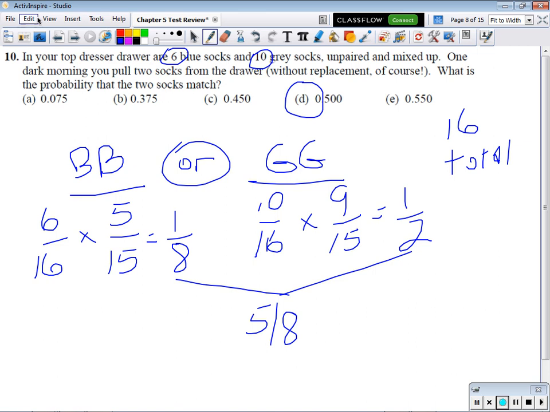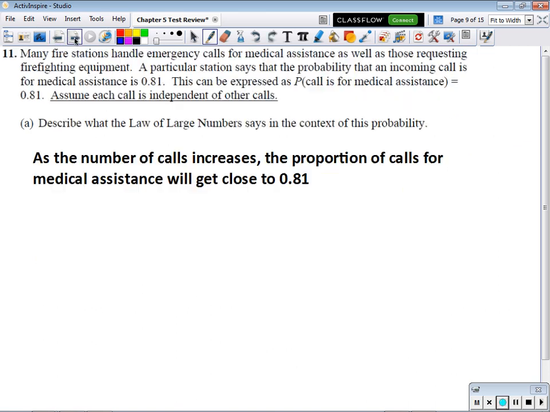So that was the answer for number 10. So that was the multiple choice questions. The short answer questions, number 11 says, many fire stations handle emergency calls for medical assistance as well as those requesting firefighting equipment. A particular station says that the probability that an incoming call is for medical assistance is 0.81. This can be expressed as the probability call is for medical assistance at 0.81.